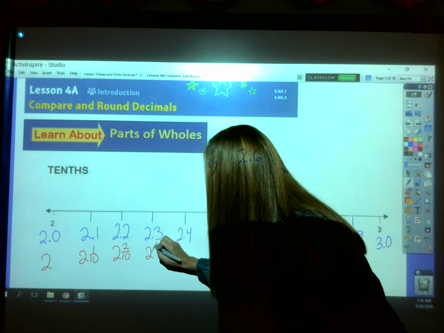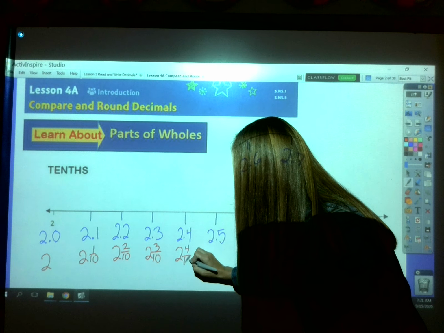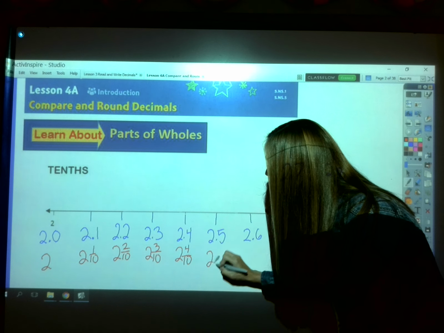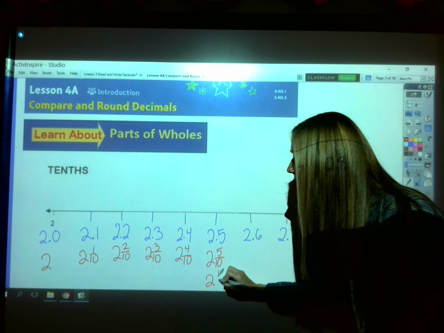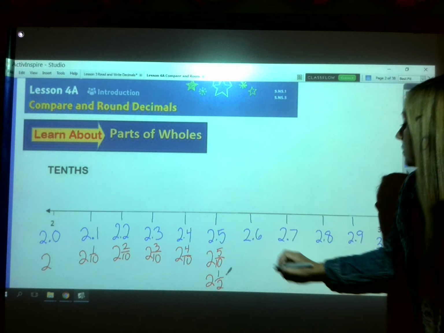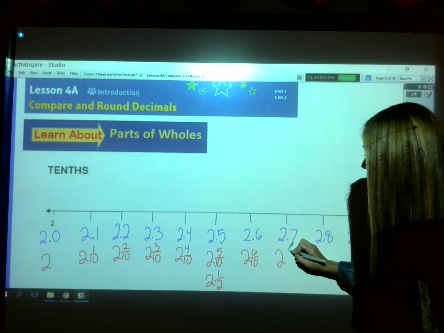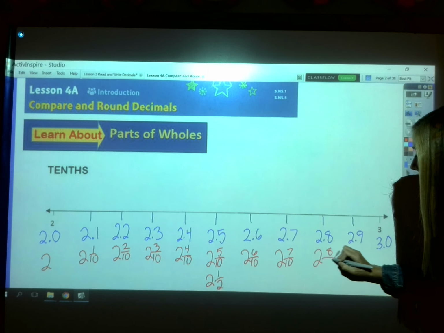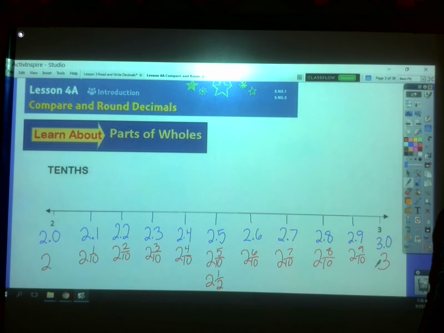So this one, 2 and 3/10, 2 and 4/10. Now 2 and 5/10 is 2 and 5 over 10, but we also know that one commonly as 2 1/2. 2 and 6/10, and you can see the pattern go on, but the tenths is what is changing. 2 and 8/10 and 2 and 9/10, and then of course just 3.